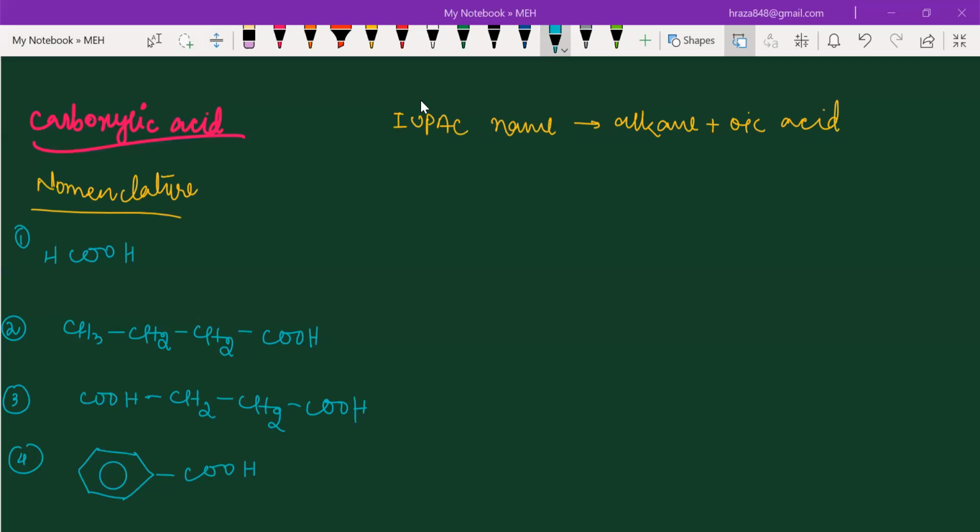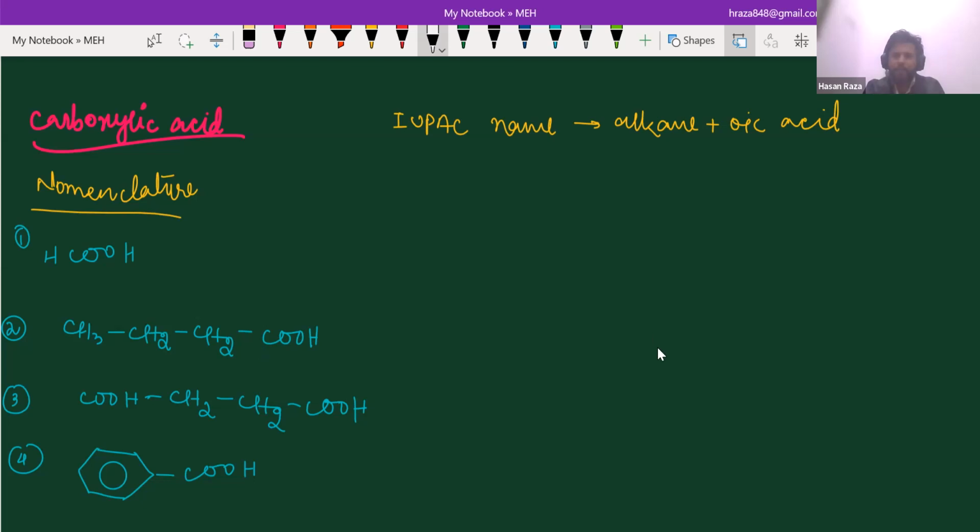So the second one is propanoic acid. Is it propanoic acid? How many carbons can you see in the second one? 1, 2, 3, 4. 4 carbon, so what is the name? Pentanoic? Butanoic. Yeah. Butanoic acid. So it will be butane 1-oic acid, or you can directly write butanoic acid. There is only one carbon, so it will be methane 1-oic acid or methanoic acid.